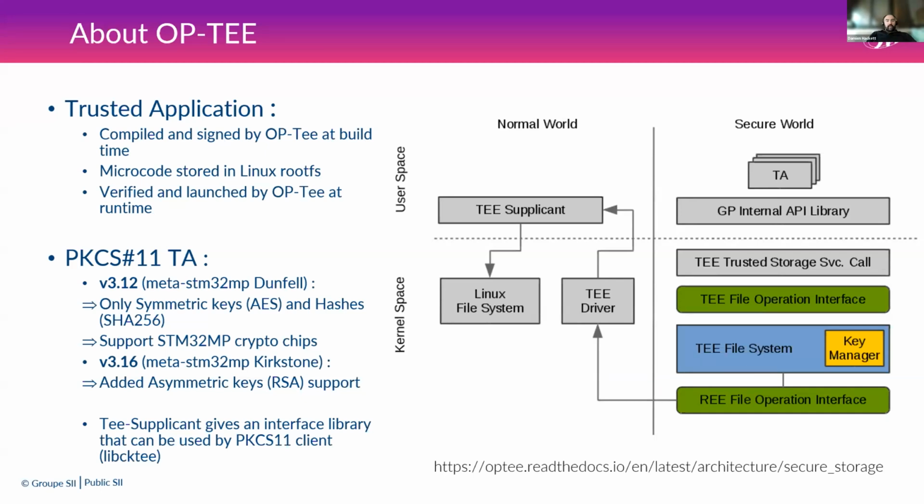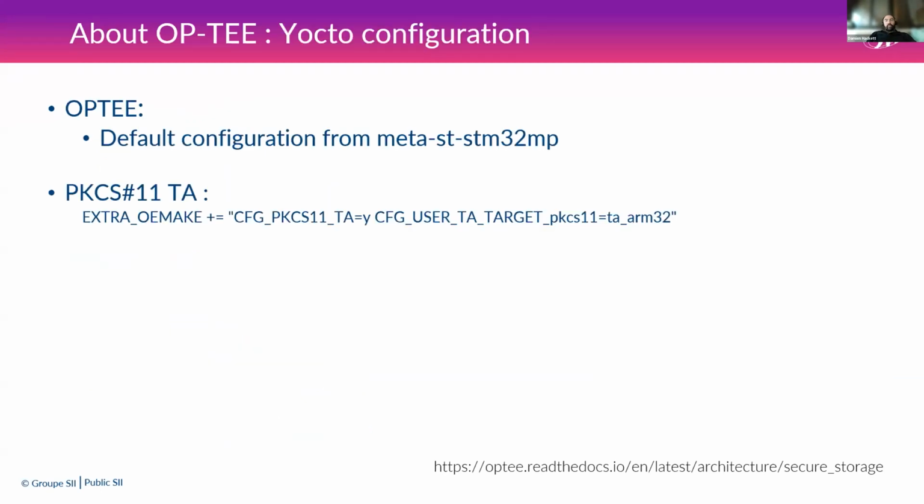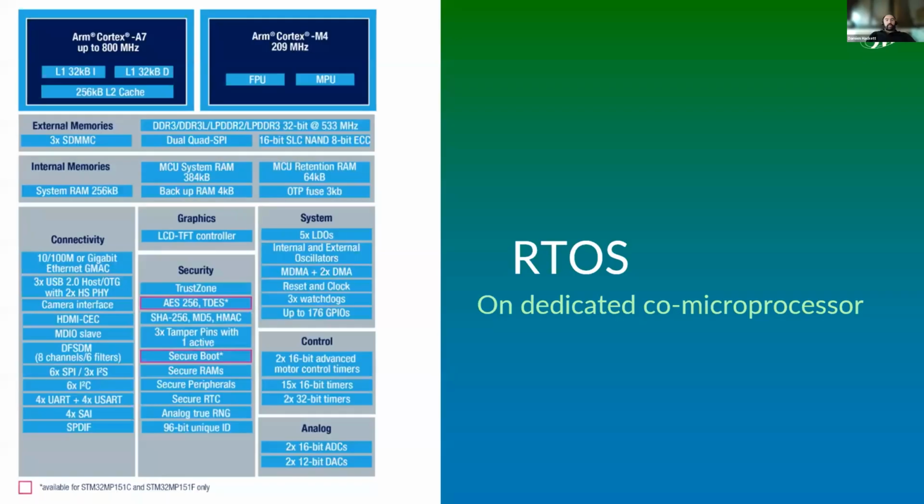And how to enable that? All the default configuration could take a lot to explain here because there are a lot of things already done in the meta-st STM32 layers, and for PKCS#11 we only have to add some configuration to enable it. So it's here. We see how to improve cybersecurity.